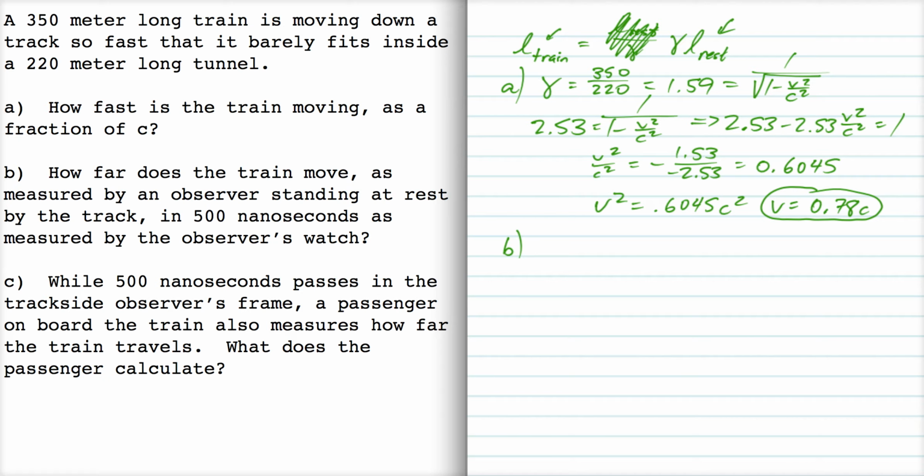Now, part B, how fast does it move for an observer in 500 nanoseconds? So we say the distance measured in the rest frame is equal to the velocity times the time measured in the rest frame. Now the velocity is 0.78 times the speed of light. And the time is 500 nanoseconds. That's 500 times 10 to the minus 9 seconds. So that's 120 meters. Simple as that. Just make sure that your distance and your time are both measured in the same frame.